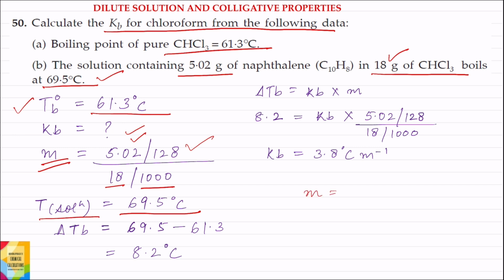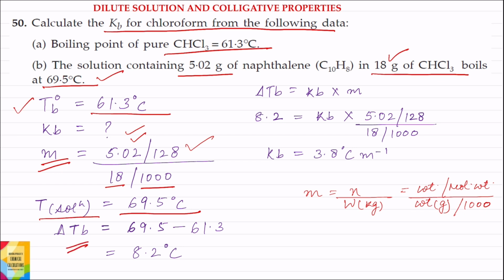Molality का formula है moles of solute divided by weight of solvent in kgs, and moles of solute हो जाएगा weight of solute divided by molecular weight of solute, divided by weight of solvent in kgs हो जाएगा weight of solvent in gram divided by 1000.